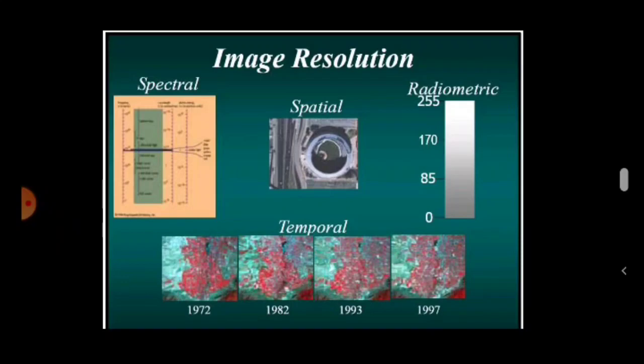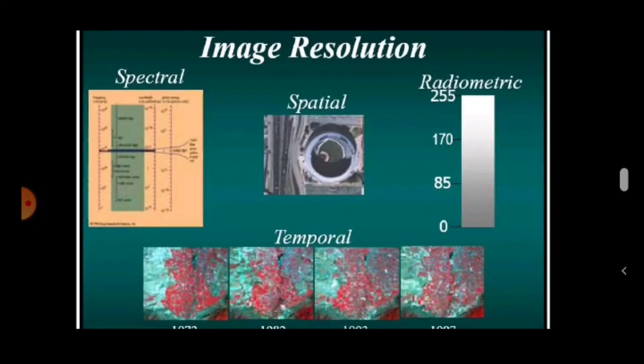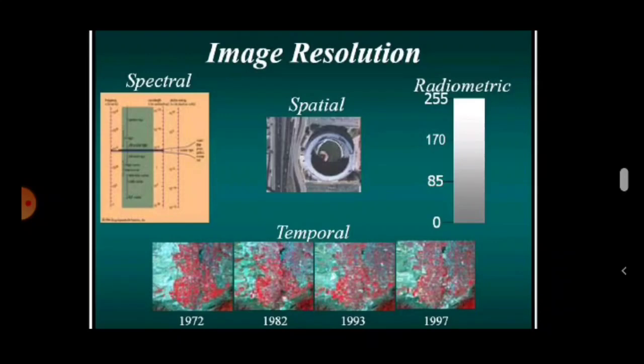Last lecture we talked about the characteristics of a remote sensing image, and we have an idea what a remote sensing image is now. I told you earlier there's a certain difference between the terms picture, image, and photography when it comes to remote sensing. So today we're going to talk about what image resolution is.